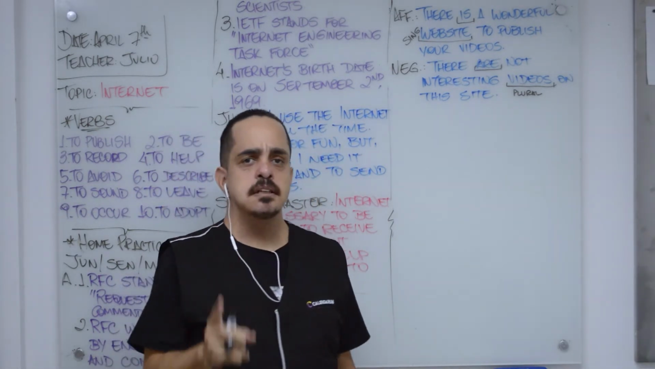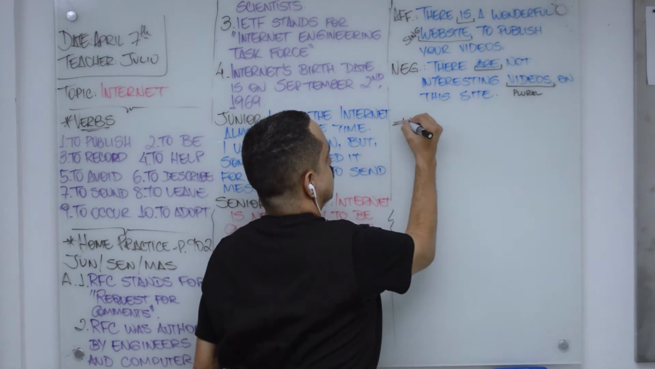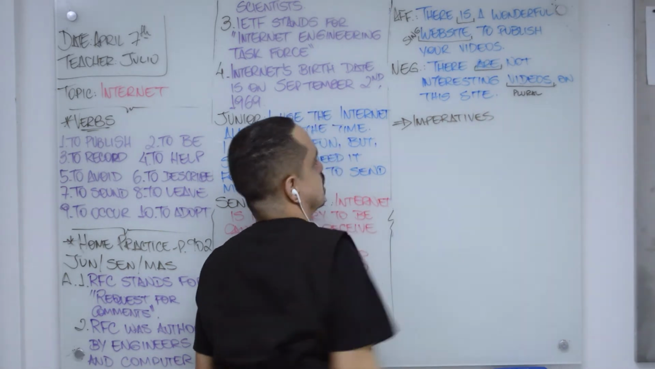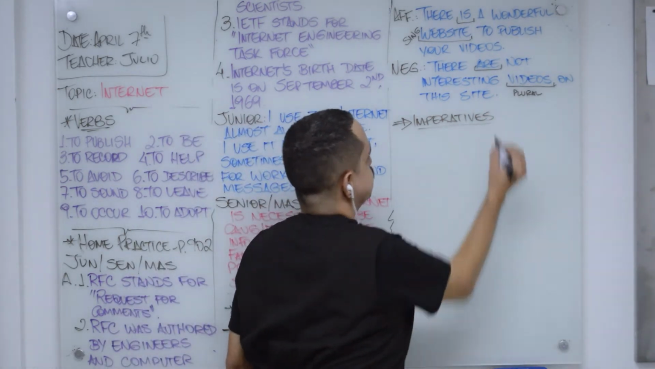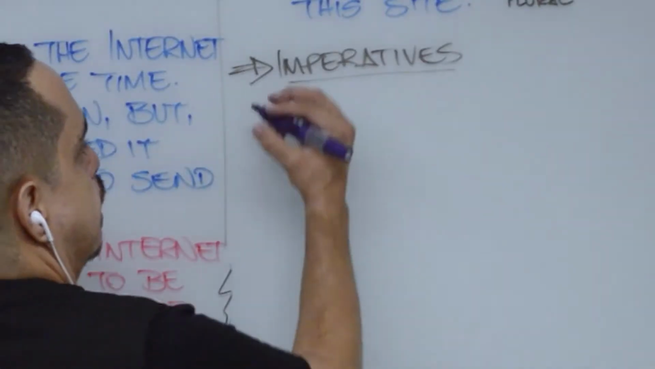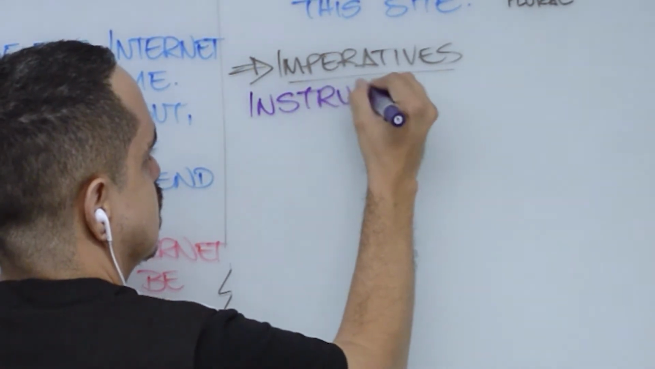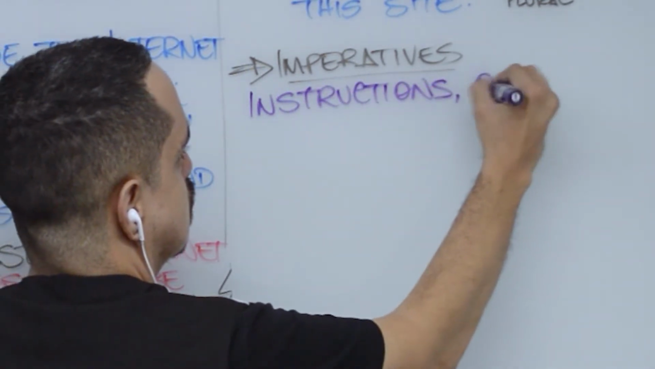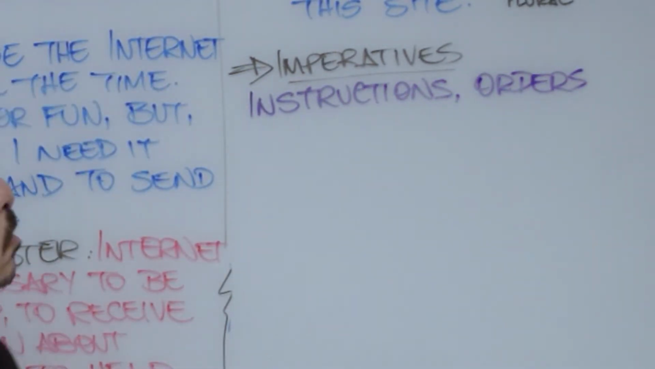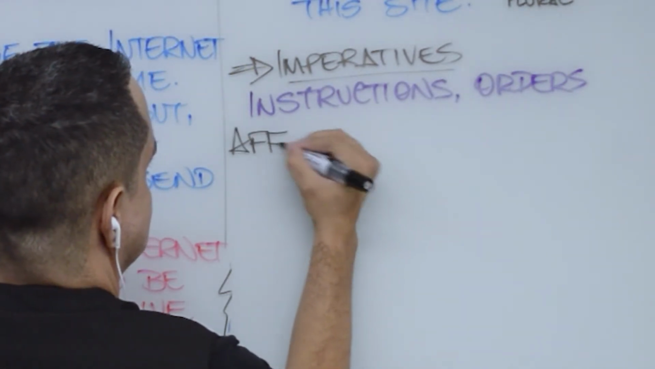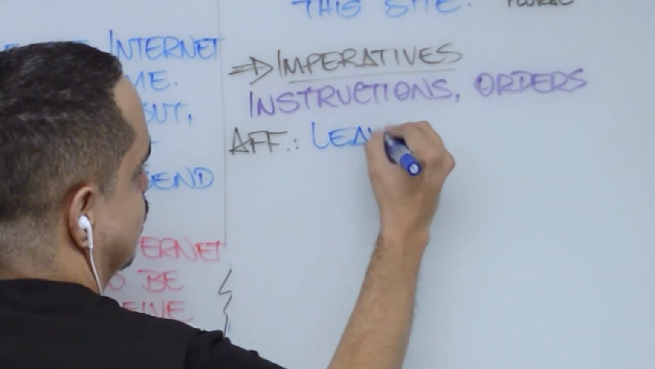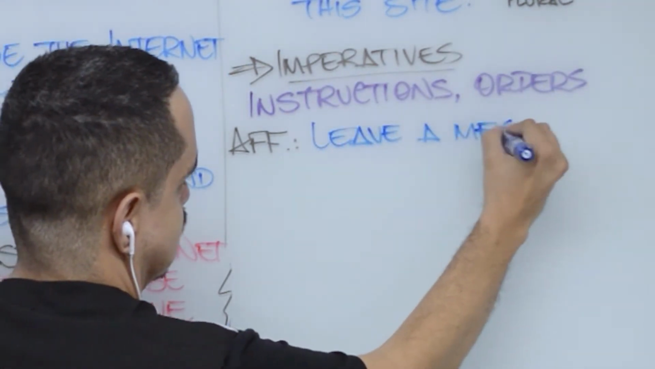Let's also talk about imperatives. Do you guys remember what is an imperative? An imperative is used to give commands, to give instructions, to give orders. Okay? So, instructions, commands, orders. Alright? For example, in the affirmative form, I can say, leave a message.